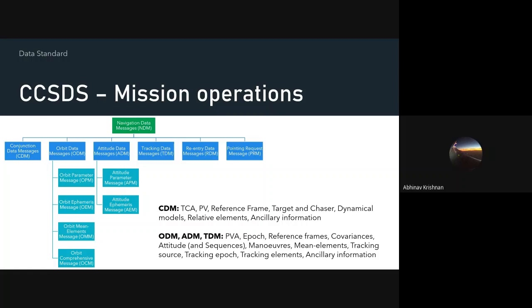Then there are dynamical models. What do I mean by dynamical models? The gravity, the air drag, the solar radiation pressure, the solid tides, earth tides, and ocean tides. Then you have third body perturbation, anything that influenced the CDM to be generated. So the orbit propagation that led to the generation of a CDM, the parameters for that orbit propagation are also mentioned.